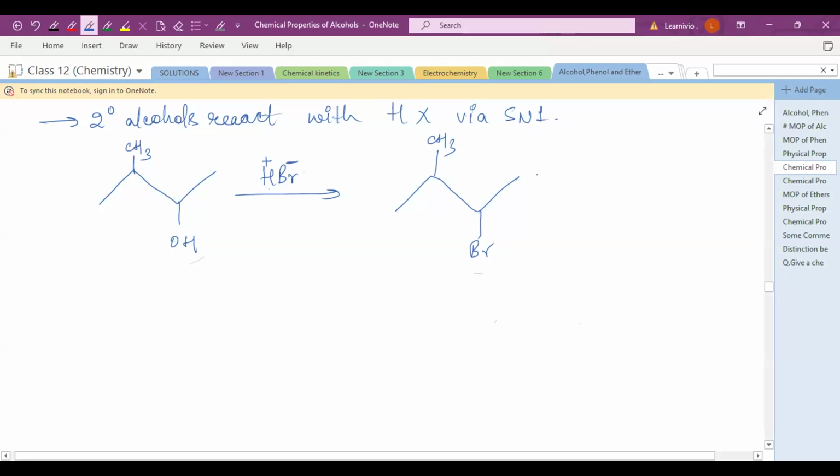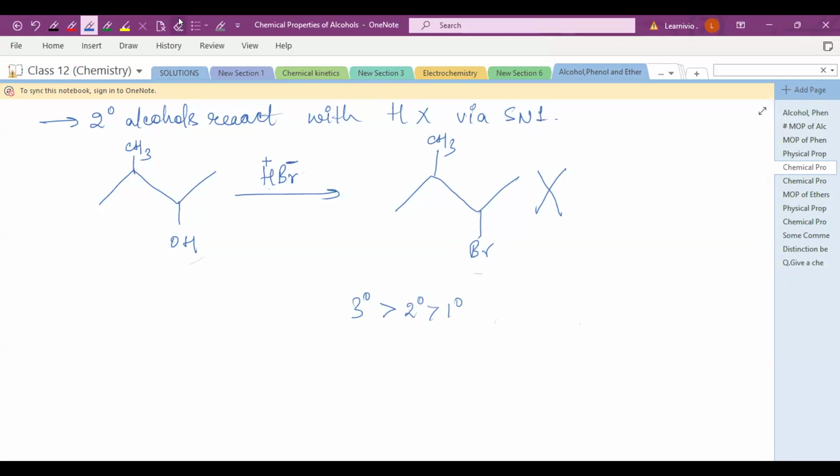But no, this is not your product. Why is this not your product? Because you know very well that a tertiary carbocation is more stable than a secondary than a primary. But here, a secondary carbocation will be formed, and a secondary carbocation is not as stable as the tertiary one, so it will try to rearrange itself, or this bromine will try to shift its position. So here you will see the 1,2 hydride shift.